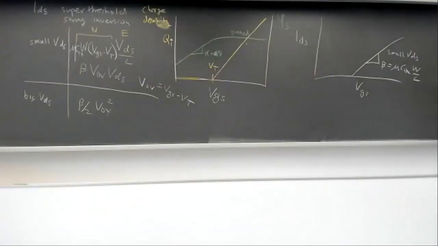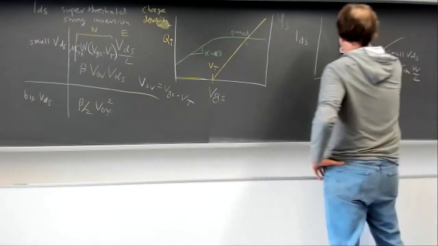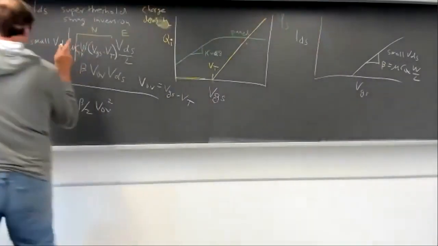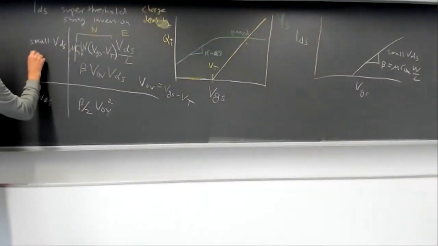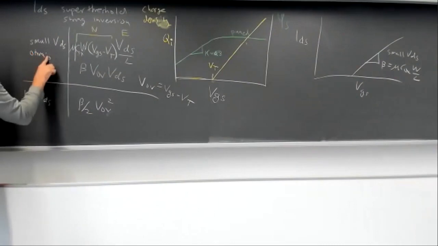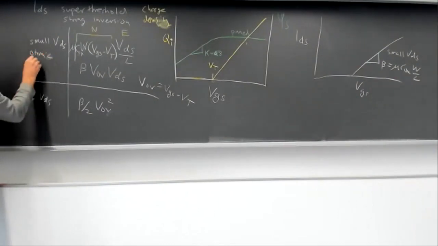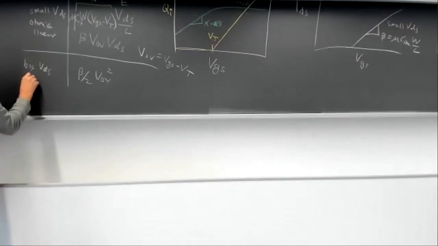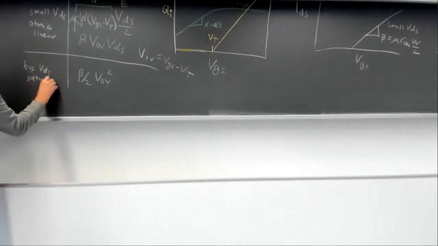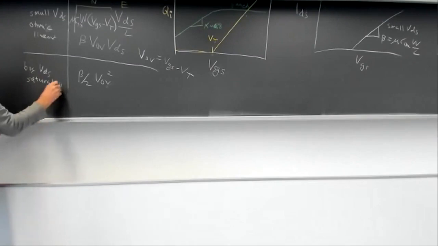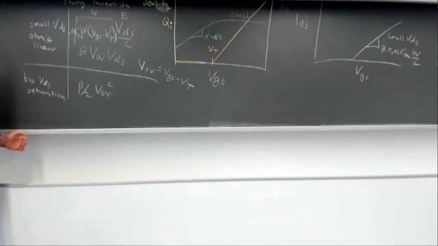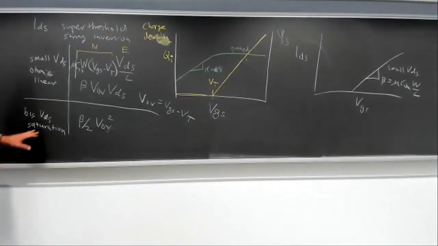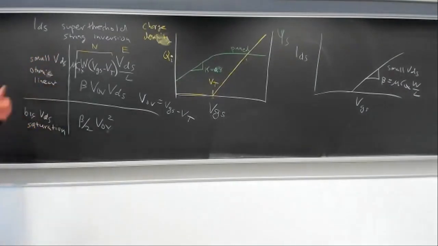Okay, so above threshold, this is small VDS. By the way, this is called the ohmic or linear region. And this big VDS is called the saturation region. Saturation, because when something is saturated, it doesn't increase more. It's full, somehow full, like the air gets saturated with water vapor. Here, the transistor current doesn't increase when you increase the drain source voltage.